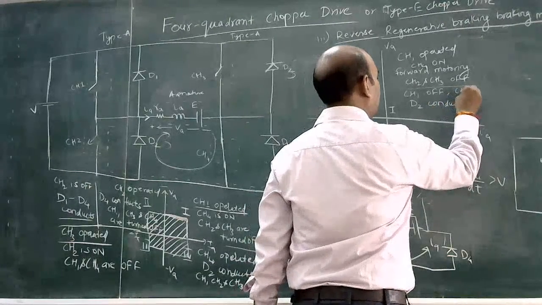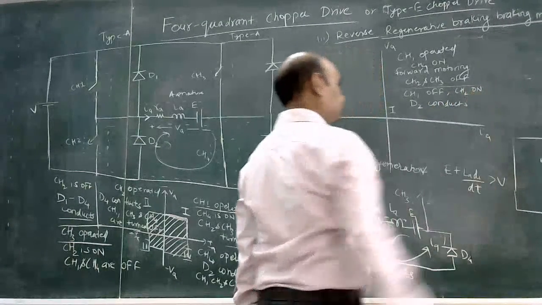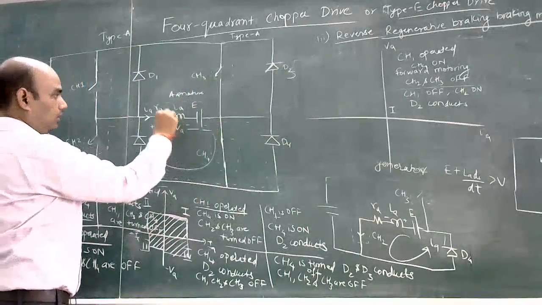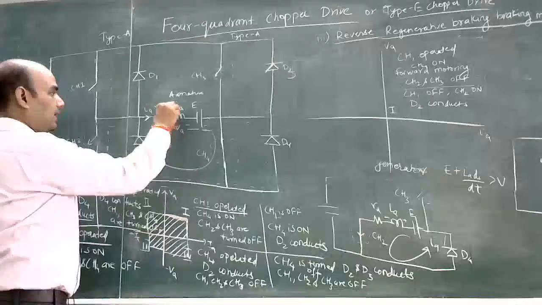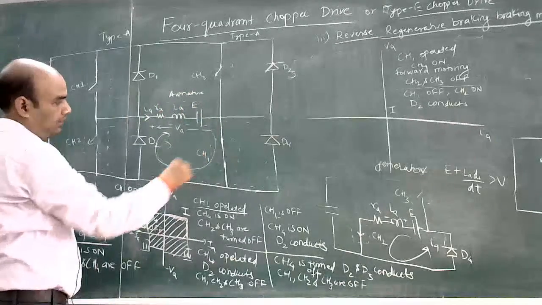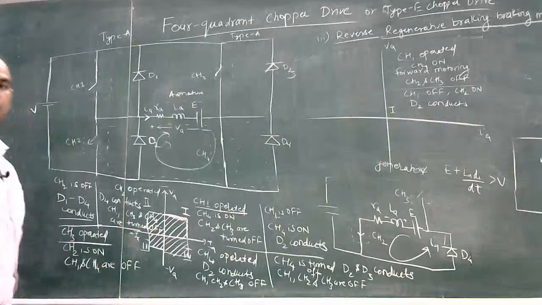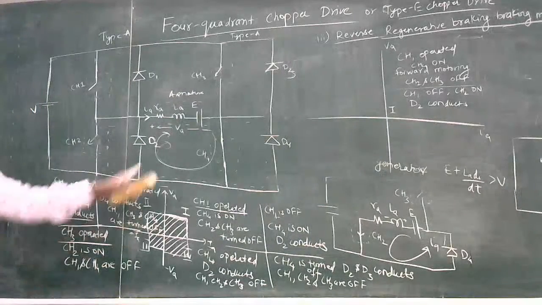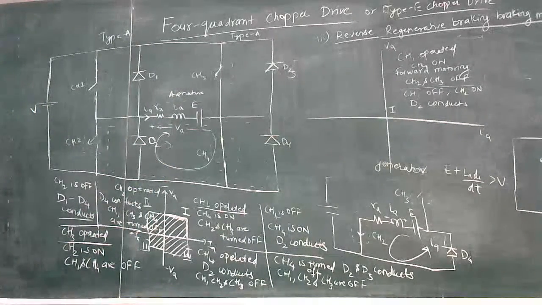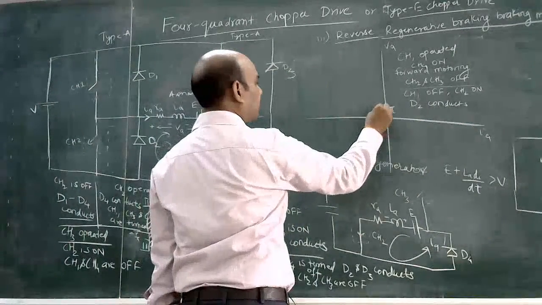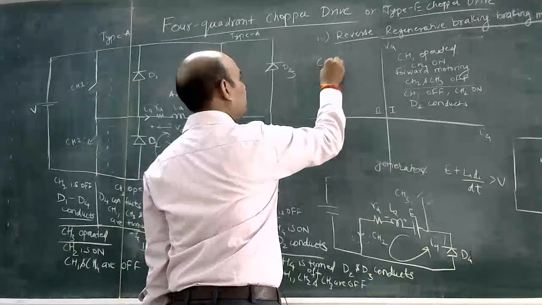This is CH2. So the energy stored in this armature will be discharged through this freewheeling diode. Now for second quadrant operation, CH2 is operated.